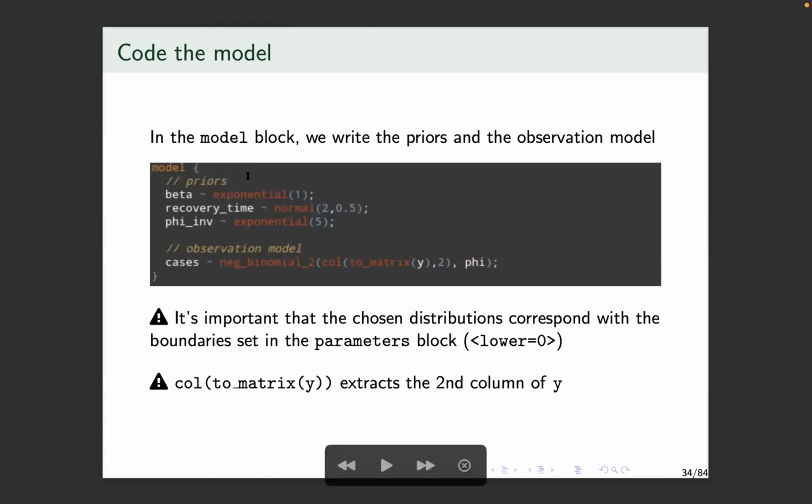Okay, finally, we are in the model block and there is not much left to specify here. We've done all the hard work already. So we're specifying 3 priors and the observational model. How actually do we link the cases which we observe to what comes out of the SIR model? In the SIR model, let's remember we have 3 compartments: susceptible, infected, and recovered. And the infected compartment is exactly what we need. That's the number of infected individuals on each day.